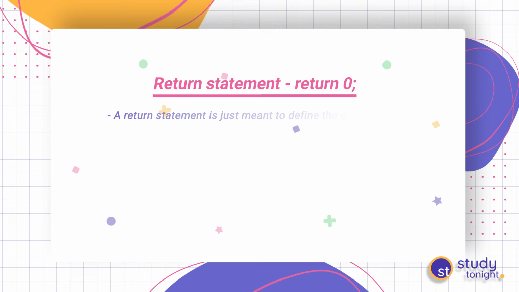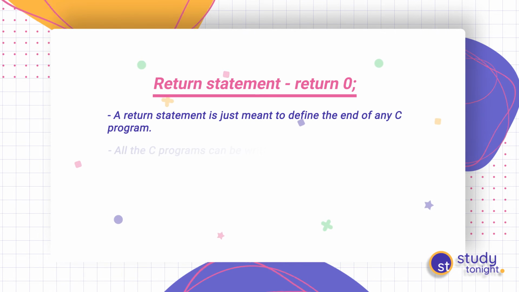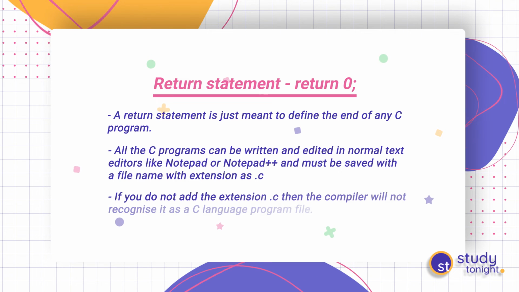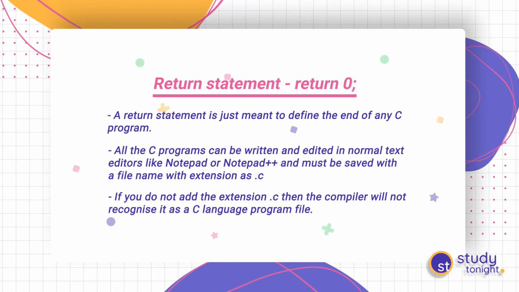Now, what is a return statement? As we have written in our first program, that is return 0. A return statement is just meant to define the end of any C program.